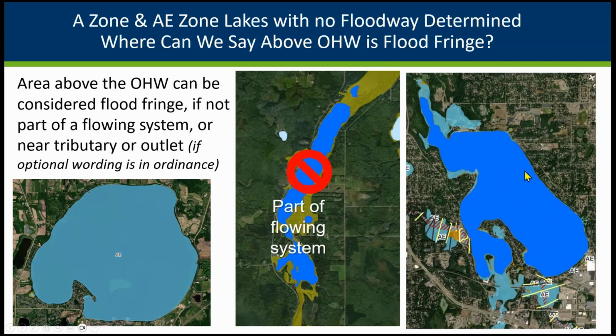Here's another example, Medicine Lake, where on most of the lake you're not going to have flows at the edges. But if you're near an inlet or an outlet, you do have to look at those separately. I get at this because in our optional wording in our sample ordinance, we say, if it's your typical lake and you aren't near an area of flowing water, we consider below the ordinary high to be the floodway and above the ordinary high to be treated as flood fringe.